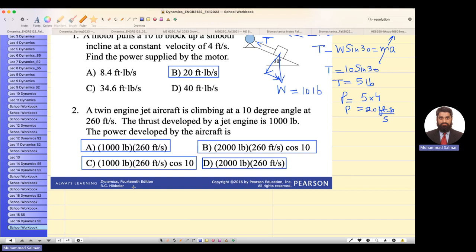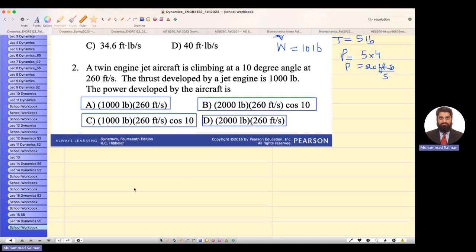Okay, let's solve this together. The question is a twin engine jet aircraft. It is going at an angle of attack of 10 degrees. For example, this is the angle of attack, 10 degrees, and the plane is going up, okay? This plane is going up, and this has two engines. One is here. So the thrust is, I would say, the force by each engine. How much force? The thrust developed by each engine is 1,000 pounds.